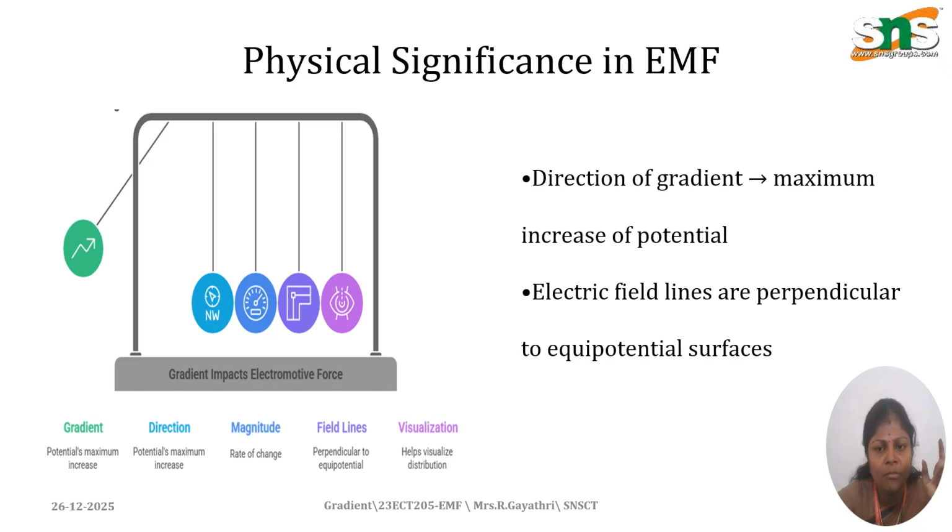Coming to the significance of gradient in electromagnetic fields, the gradient is used to describe the direction in which the potential is increasing and decreasing, and its magnitude represents the rate of change of potential with respect to distance. The electric field lines are always perpendicular to the potential surfaces, and the gradient helps to visualize how the electric field pattern is distributed over the whole surface.